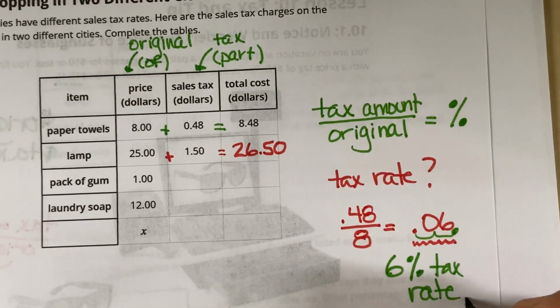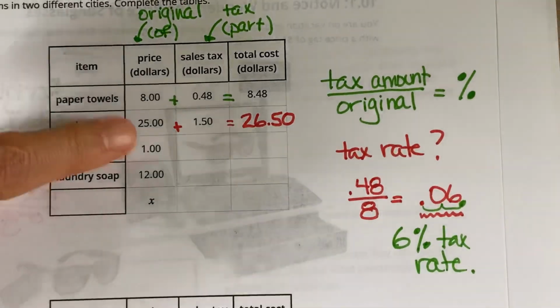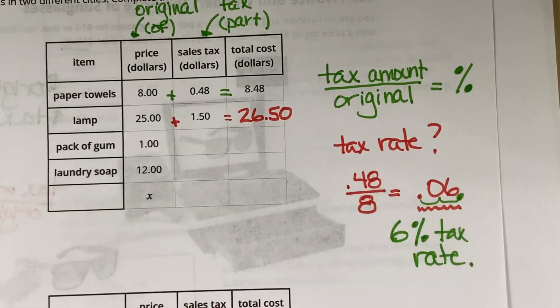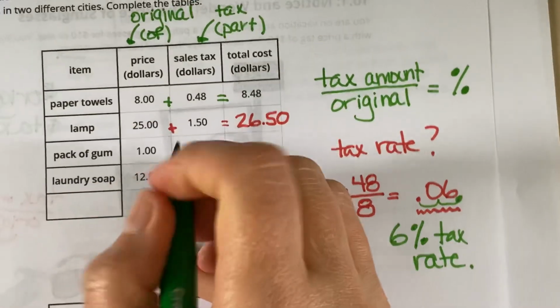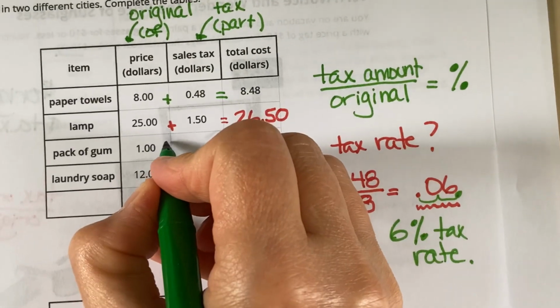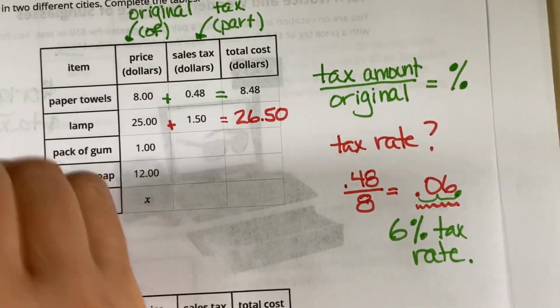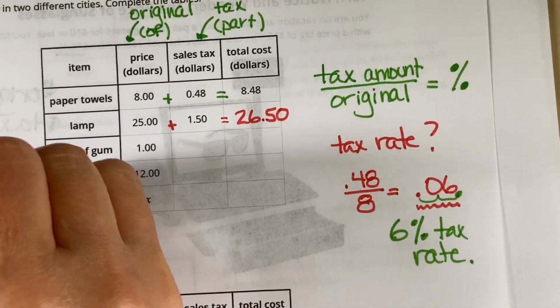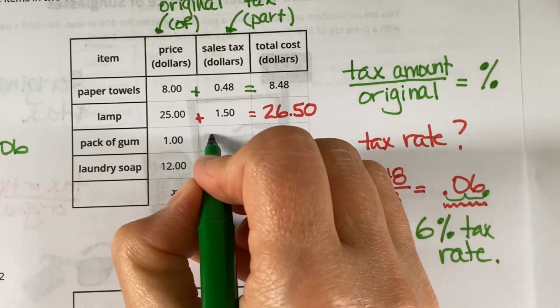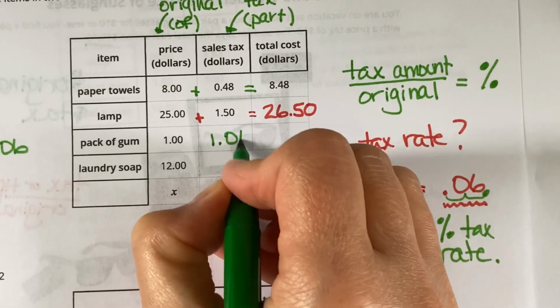So I know that this has to be a 6% tax rate. So if I were doing this, I would multiply 1 times 0.06. I'm going to get 1.06.